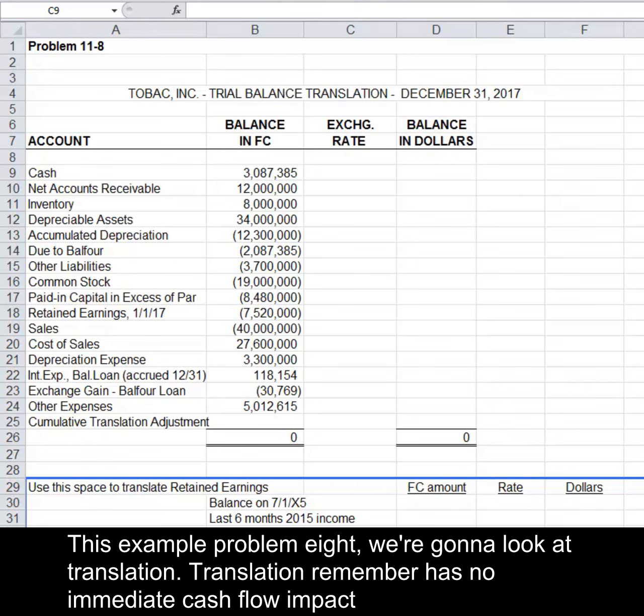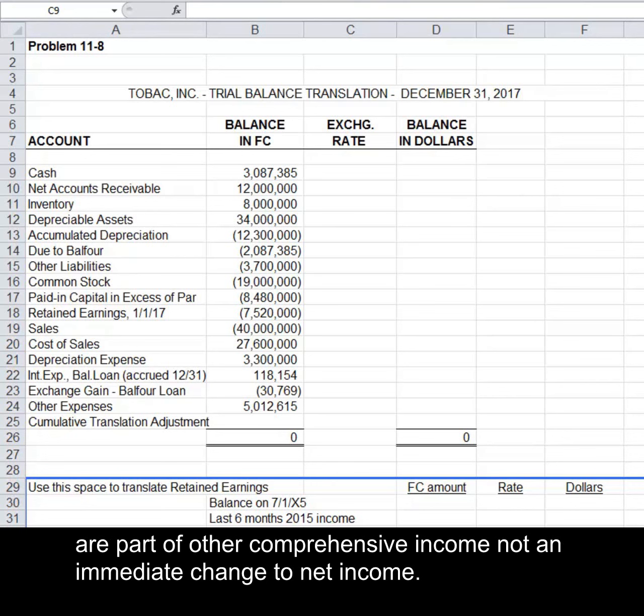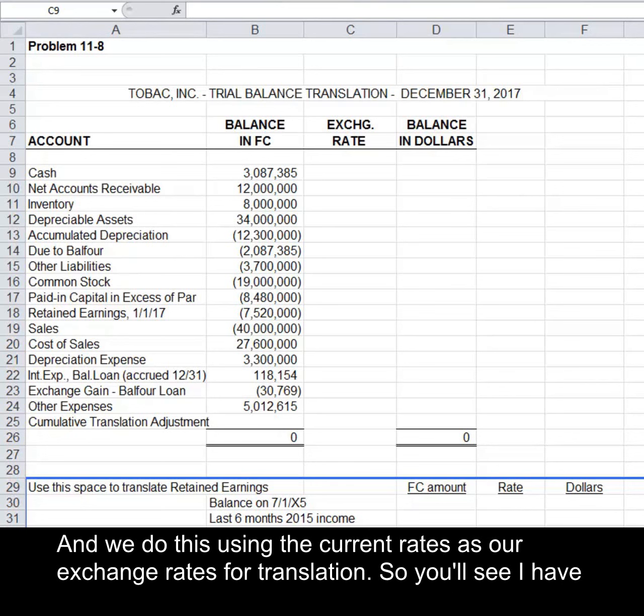This example, problem 8, we're going to look at translation. Translation, remember, has no immediate cash flow impact. We're just restating the financial statements, and therefore the adjustments are part of other comprehensive income, not an immediate change to net income. And we do this using the current rates as our exchange rates for translation.